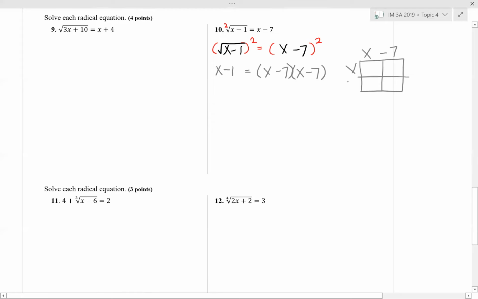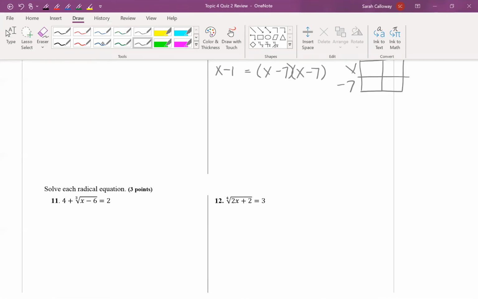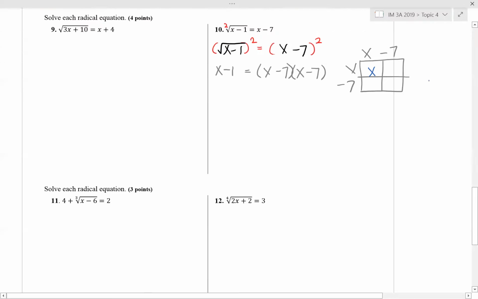So I'm going to do that using a box right now just to organize my work a little bit nicer. And so x times x is going to give me x squared. Negative 7 times x is negative 7x. Negative 7 times x is also negative 7x. And then negative 7 times negative 7 is positive 49. I don't know why I just wrote a 45. It's positive 49. So looking at that, that means that I have x minus 1 equal to x squared if I combine my like terms, minus 14x plus 49.